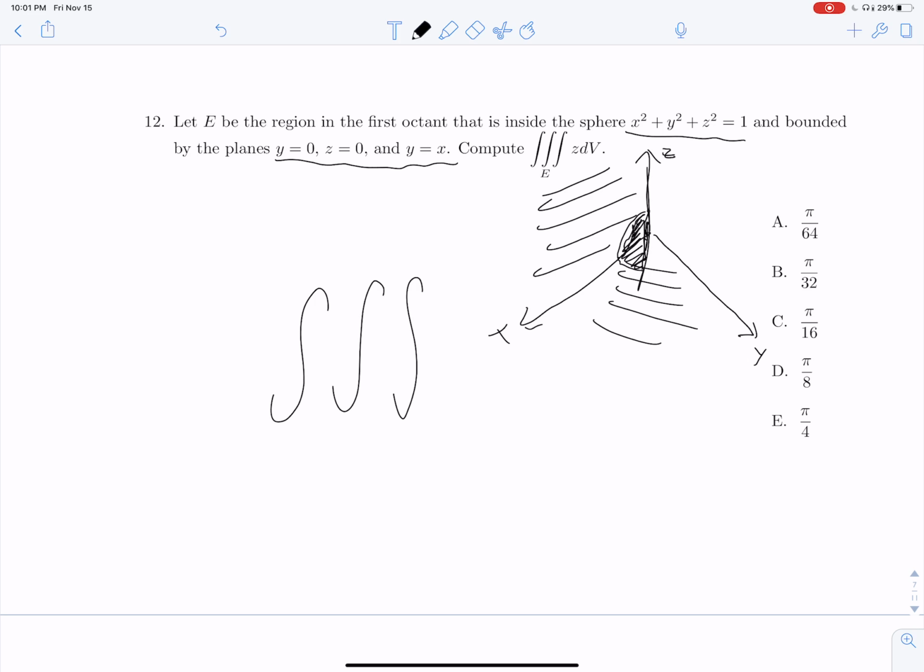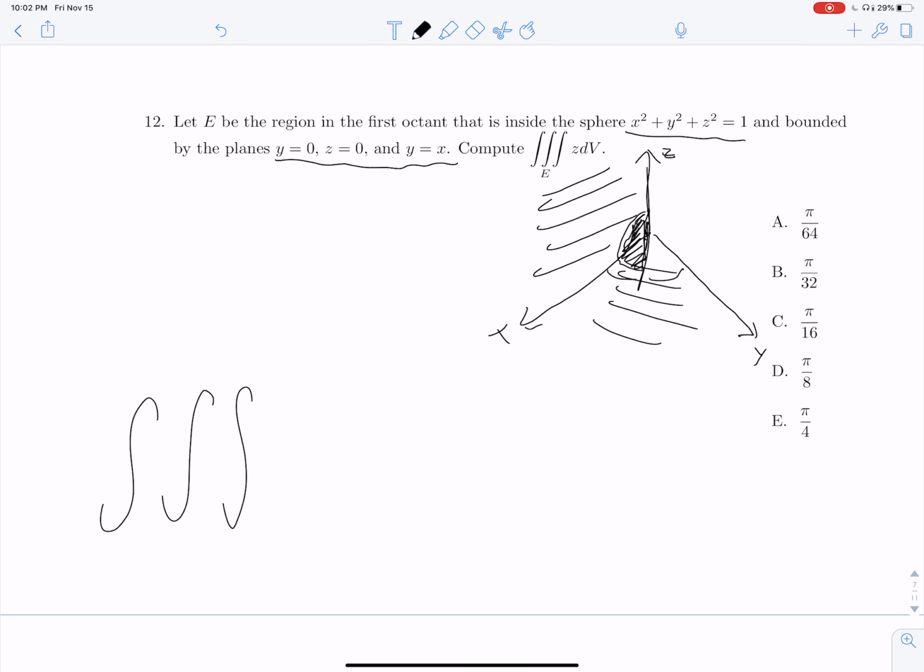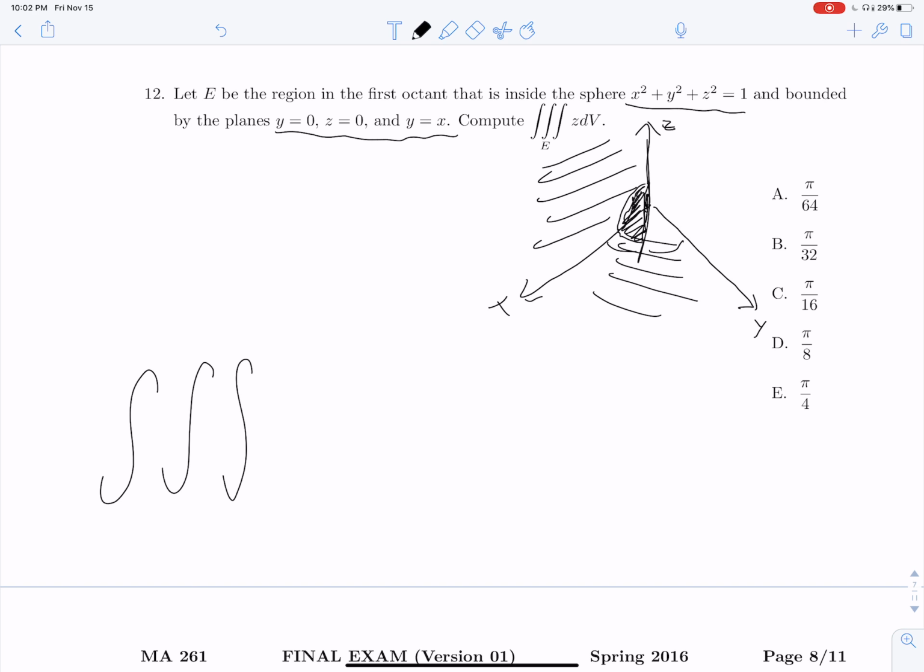Because it's y equals x, we know that it's cutting this 90-degree angle equally in half, so that's going to be a 45-degree angle. And we know that 45 translates to pi over 4 in radians. So if we move everything over a little bit, we can set up this entire integral.